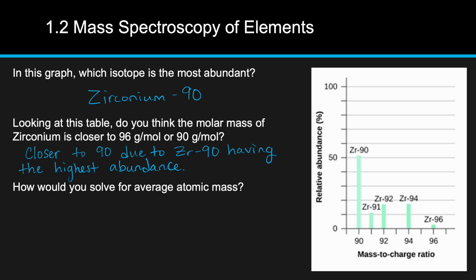And then the last question says, how would you solve for average atomic mass? That's by multiplying each of the masses by its relative abundance and then adding them all together like we've done. So go ahead and pause, and try to do this one in your calculator without writing it out, and then I will show you the work in a second.